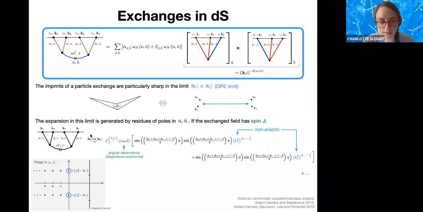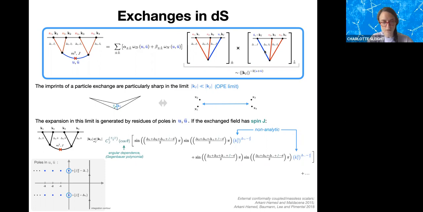And if you have spinning external legs, then in addition to this Gegenbauer polynomial, you also get a tensorial structure. This tensorial structure is inherited from that of the constituent three-point contact diagrams.